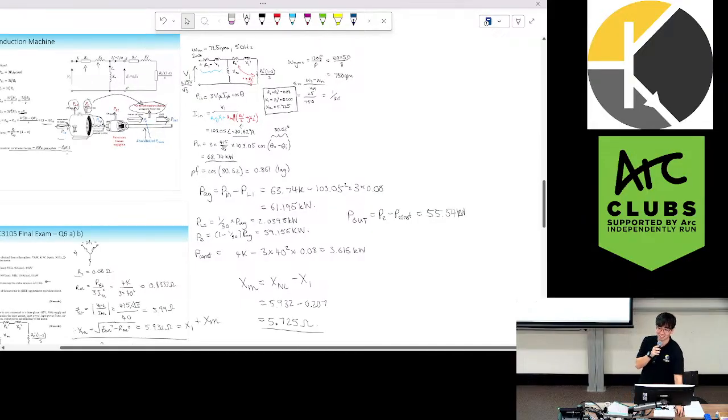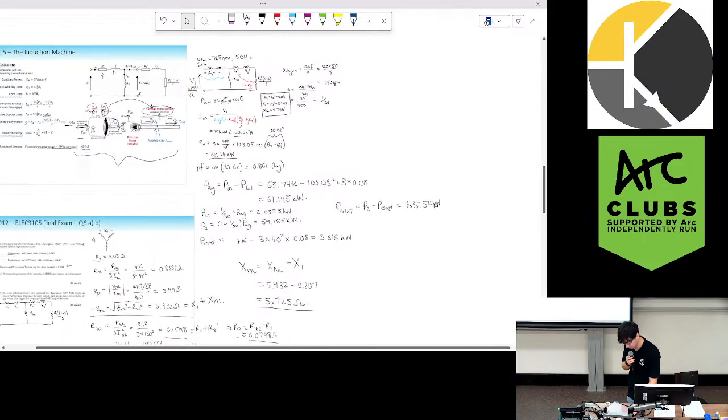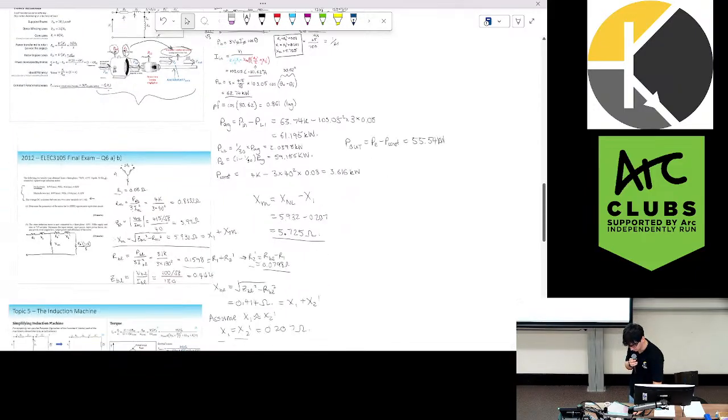Does anyone have any insights or inquiries? It's a lot of bash, but yeah. This diagram is very helpful. Personally, I'm going to put it on my cheat sheet, just in case a question like this comes up. Cool, we'll move on.